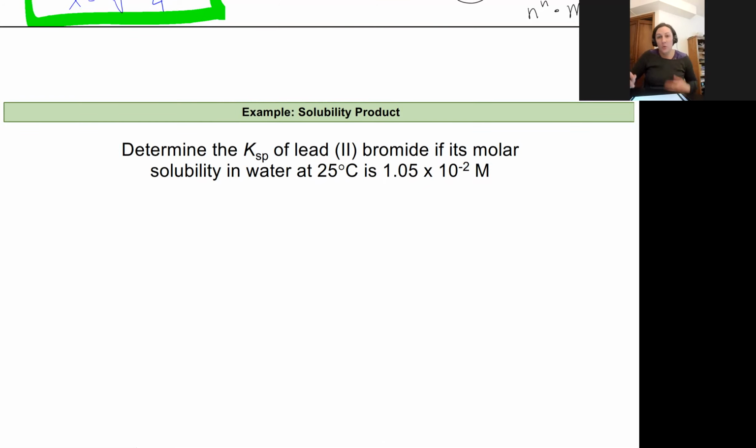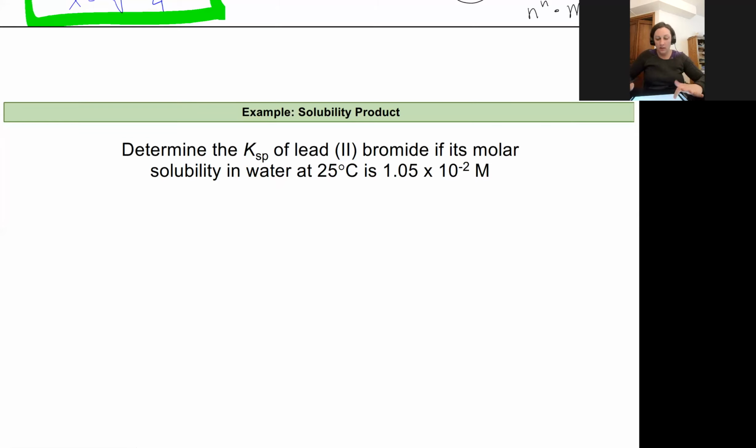In this video, we're going to work through another example. Instead of calculating molar solubility, this time we'll know the molar solubility, and our goal is to calculate the Ksp, or the solubility product. So our problem states to determine the solubility product of lead 2 bromide. Its molar solubility in water at 25 degrees Celsius is 1.05 times 10 to the negative 2 molar.